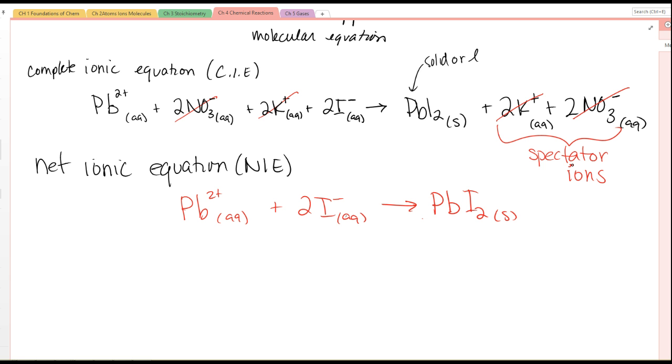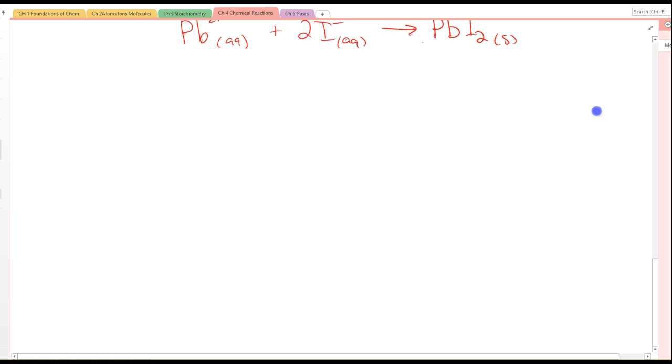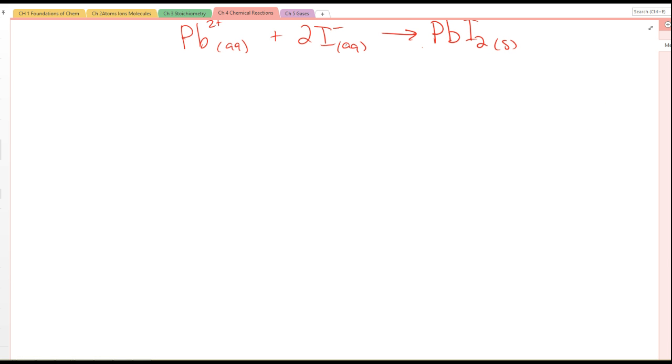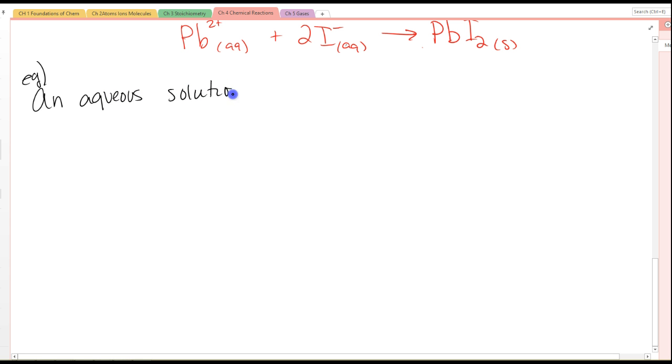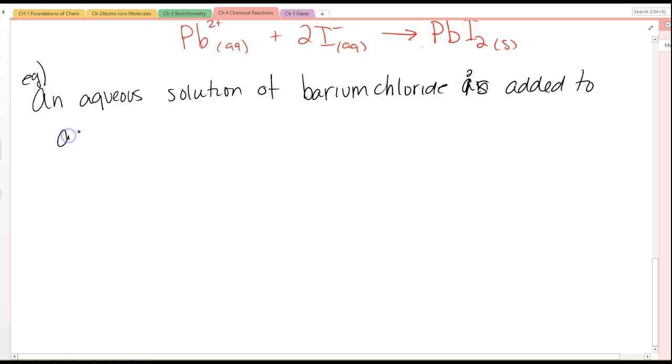Another example of writing a net ionic equation. We'll do lots of practice with these equations. Let's start with an aqueous solution. This is an example problem that I'd like you to solve for class tomorrow as practice. An aqueous solution of barium chloride is added to an aqueous solution of sodium sulfate.